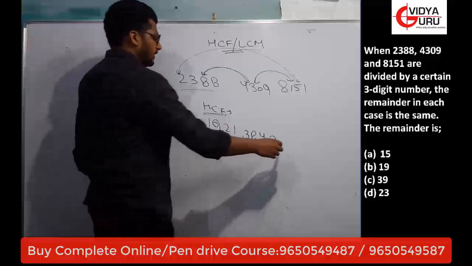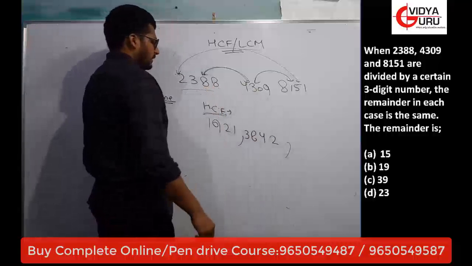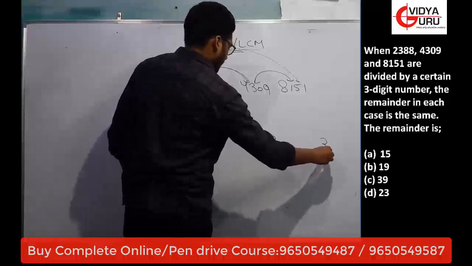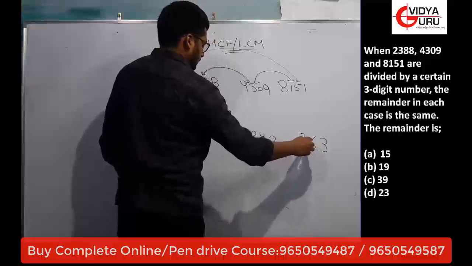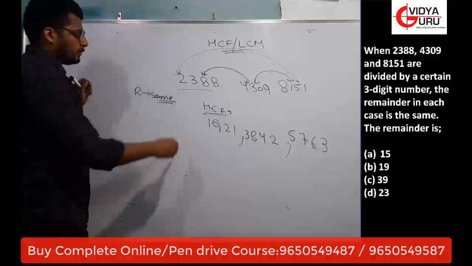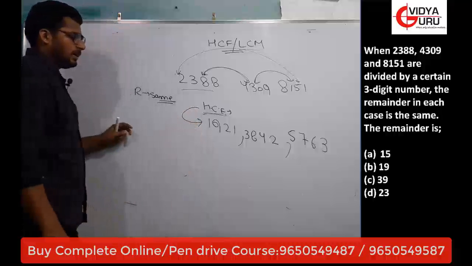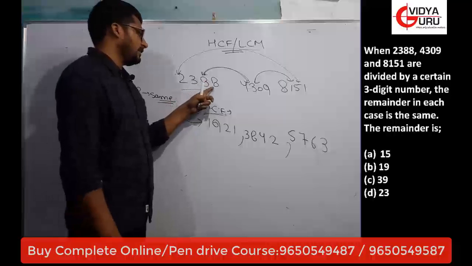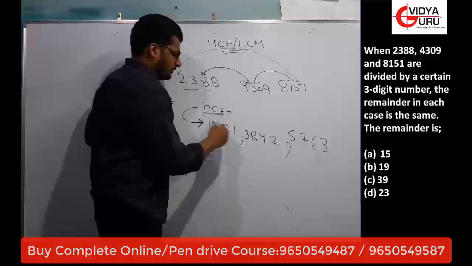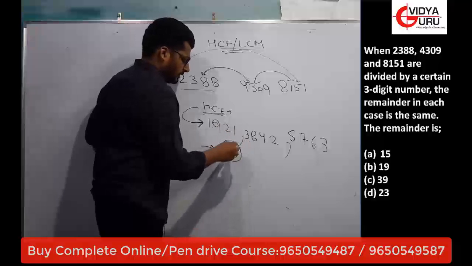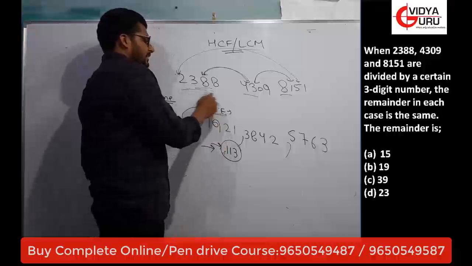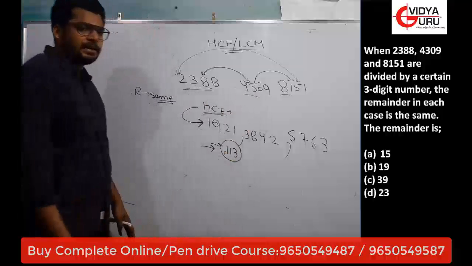And what is the difference of 8151 and 2388? The difference will be 5763. So I need to find the HCF of these numbers, and it will be that number which when dividing these numbers, the remainder will be the same in each case. The HCF of these three numbers will be 113. So this is that 3-digit number which on dividing these three numbers will leave the same remainder in each case.